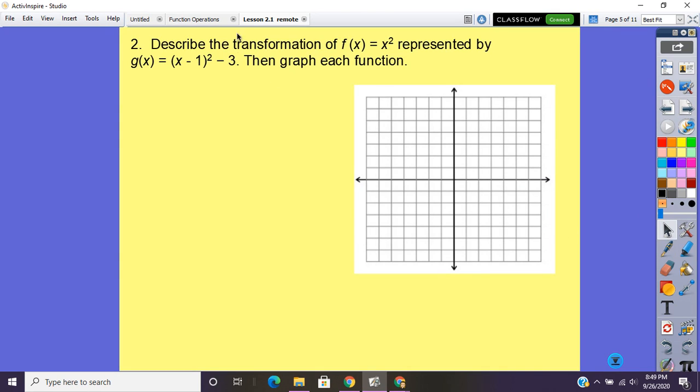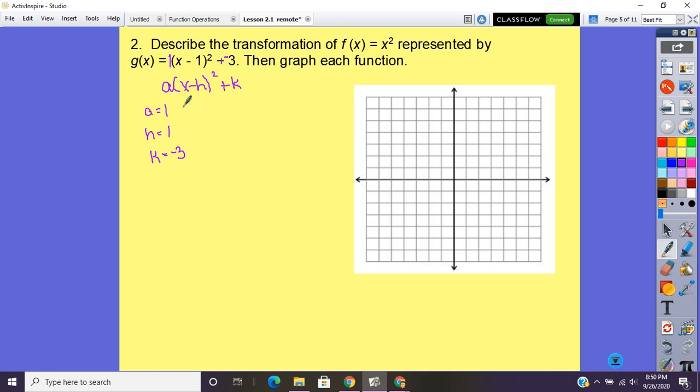So let's look at an example here. Describe the transformation of f of x equals x squared, represented by this graph right here, and then graph each function. If we recall, our parent function had an a, then an x minus h squared, and then a plus k. So let's put everything in terms of this. We've got the a, which would be 1, the x, the minus, the h, and then a plus. Instead of a plus, we have a minus, so let's change this to plus and negative. That means a is 1, h is 1, and k is -3.